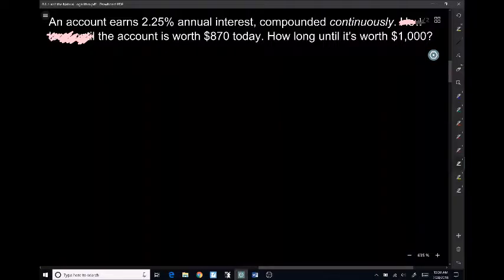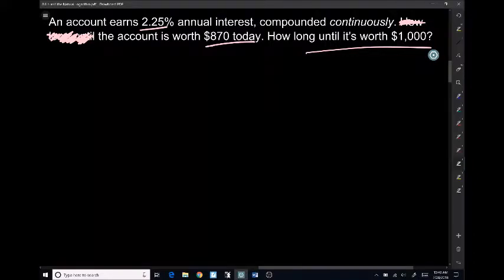So let's do some work with this, and I can't type very well, so I had to erase some stuff. An account earns 2.25% annual interest, compounded continuously. What that means is every year, they're going to give you 2.25% interest, but they're going to break it up into really tiny little parts and do that really often. If the account is worth $870 today, how long until it's worth $1,000? So it's not going to grow very much, only by $130.